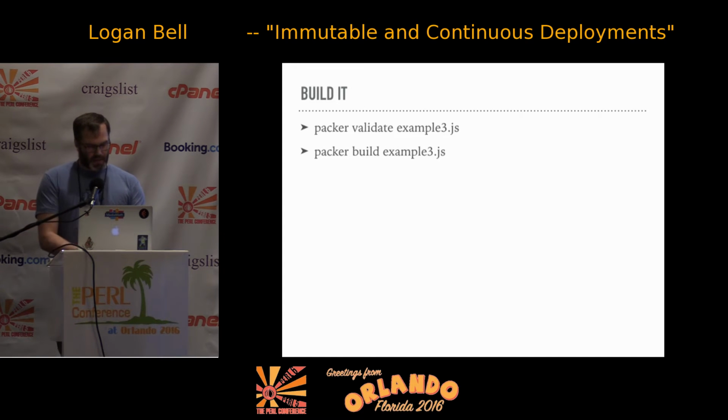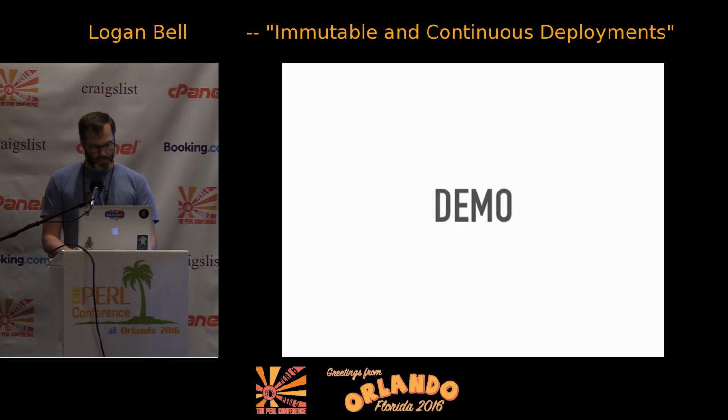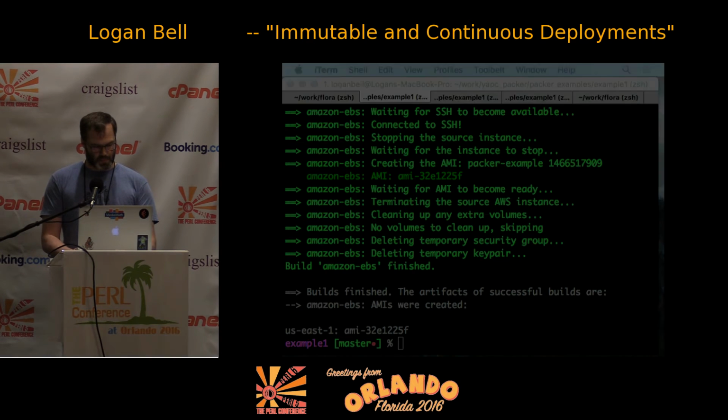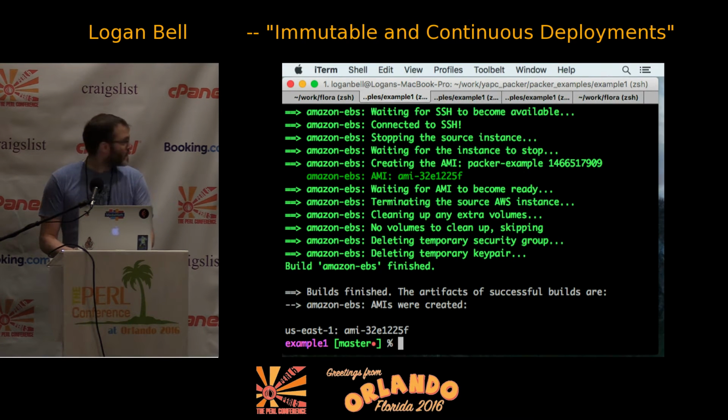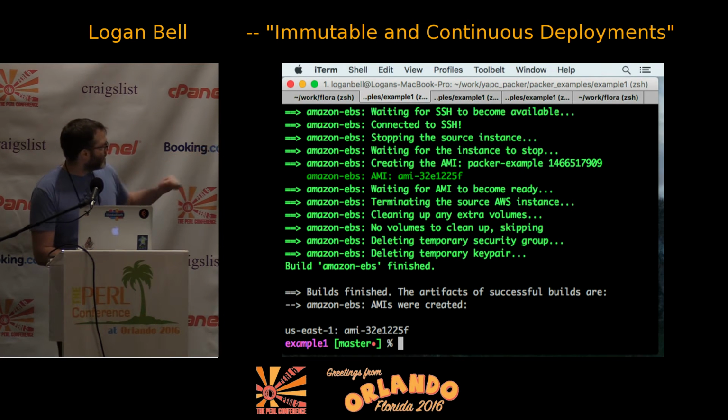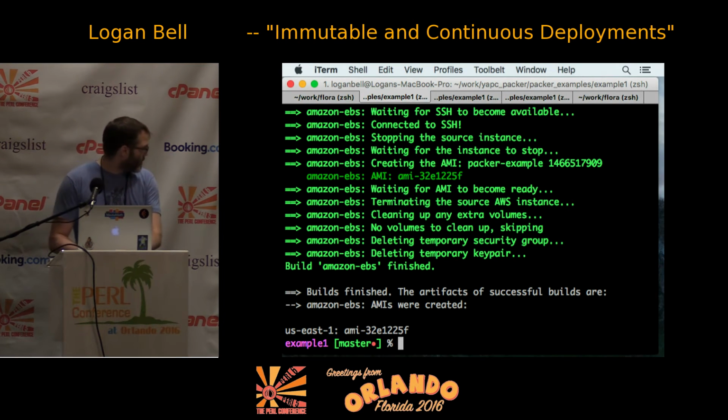And if we go back to our demo here. Okay. So in our previous demos, we see that it actually created the artifact, and you can see that it created the AMI image for us. And if we logged into EC2, we could actually go and see that image.